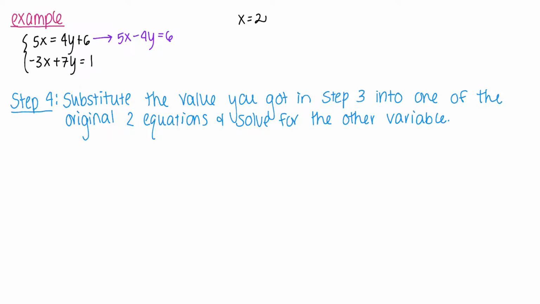Step 4 is substituting the value you got in step 3 into one of the original 2 equations and solving for the other variable. So in either of these equations, we can put in 2 for x and then solve for y. It doesn't matter which. In fact, I'll show you that you can do either.